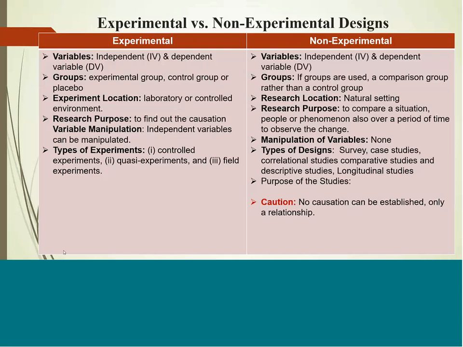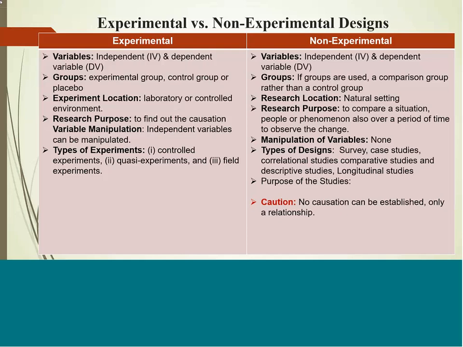On the non-experimental, the topic of this webinar, we still have variables, independent and dependent variables. But if we have groups, we use comparison groups rather than control groups. You pretty much already have your groups. You have a natural setting for the research location, and the purpose is to compare situations, people, or phenomena. And you don't manipulate the variables. You use the variables as they are.